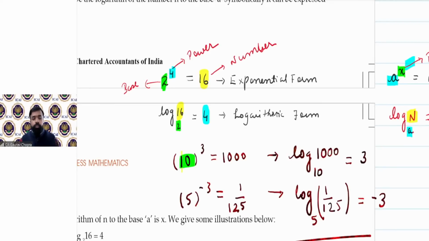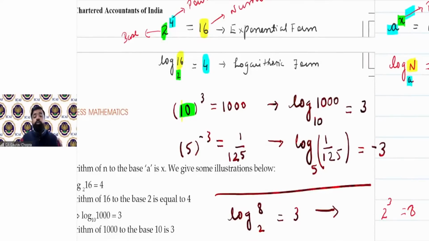Alright. So this is the way of conversion we have done. So if we have to convert 10 to the power of 3, 10 is the base, 3 is the power, and we get the number 1000. So we will be writing log of the number, that is 1000, with base 10, and this is the base and equal to 3. This is the power. So always the power will get a separate position. Base will always remain in the base.